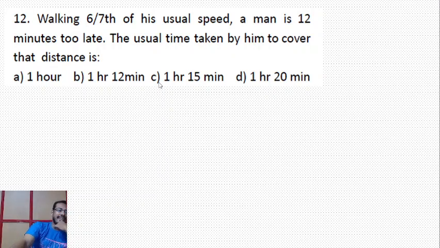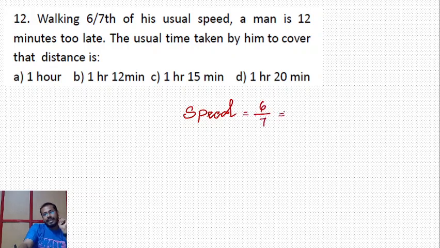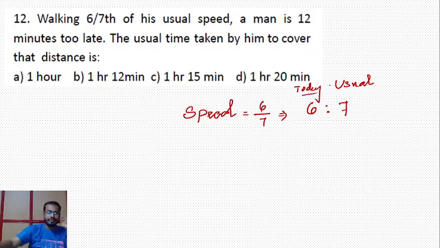Right. Next question. Walking at 6 by 7th of his usual speed, a man is 12 minutes too late. The usual time taken by him to cover that distance is what? For this question, we need to understand only one small thing, that the speed ratio is given. Speed ratio is 6 by 7. I can write this as 6:7. This is usual and this is today. Correct? Usual and today.